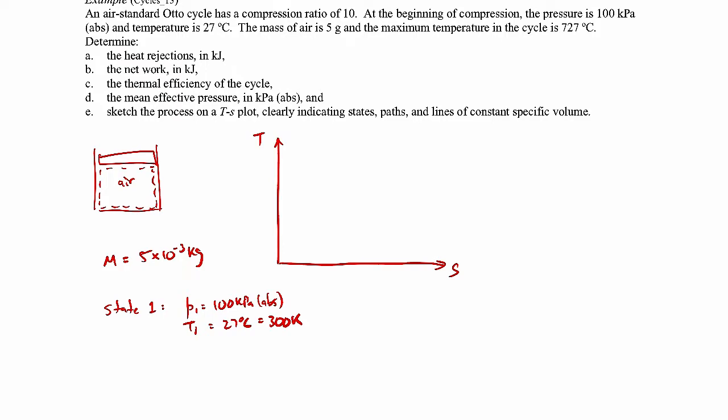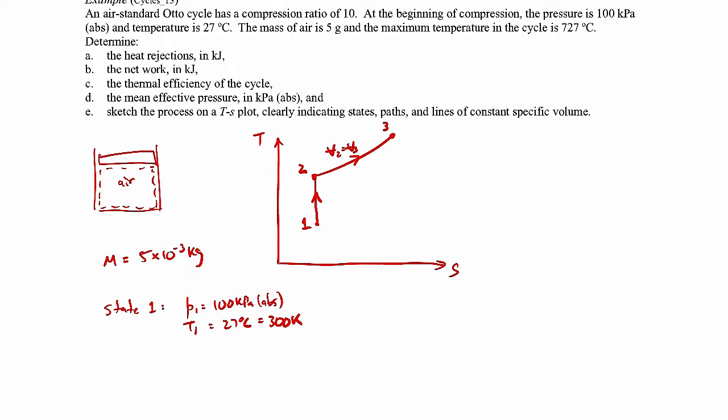So let me sketch this out on a TS diagram. State 1 would be here. During the compression stroke of the Otto cycle, we have isentropic compression. So that means that we head this way to state 2, so that's the compression stroke. From state 2 to state 3, that's the constant volume heat addition. So we're going to move along a line of constant volume here. So this is V2 equal to V3. It's a constant line to state 3.